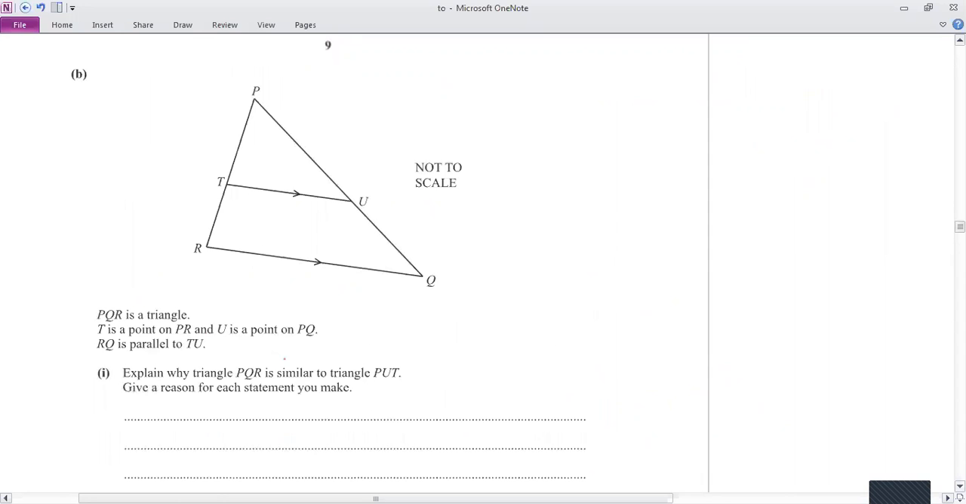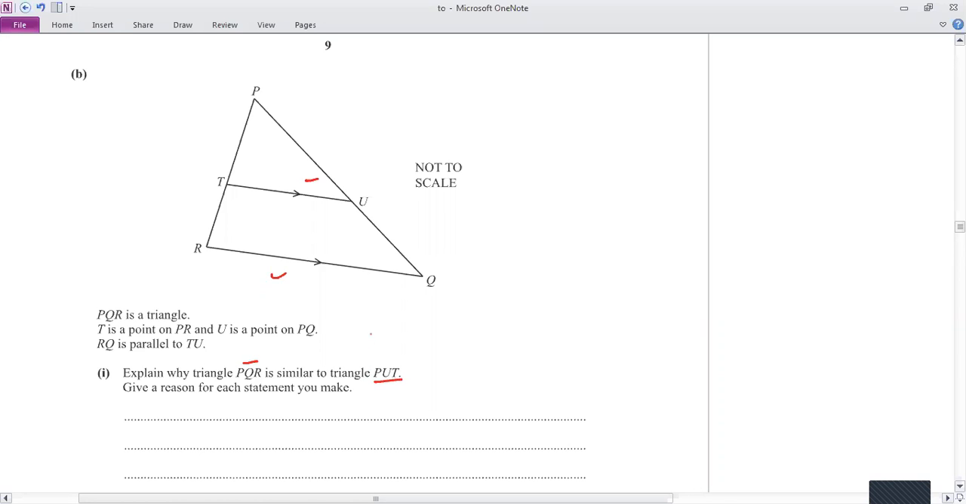Recently we did vectors, but no, it's not vectors. These are parallel lines. Sorry. PQR is a triangle. T is a point on PR. RQ is parallel to TU. This one and this one are parallel. Explain why triangle PQR is similar to triangle PUT.